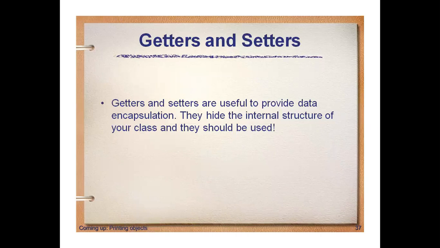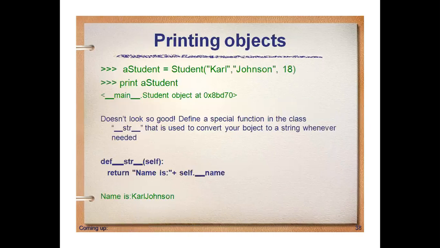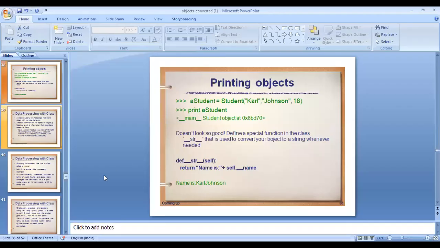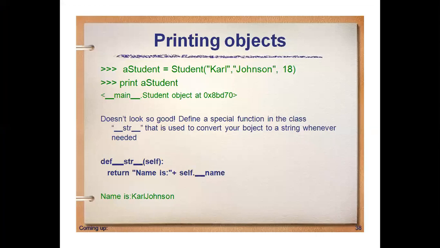Getters and setters are useful to provide data encapsulation. They hide the internal structure of your class, and they should be used. Right? Now, how do we print the objects? Yes, we have seen how objects can be accessed or changed, but how to print those things has not been covered here. We'll see this through an example also.